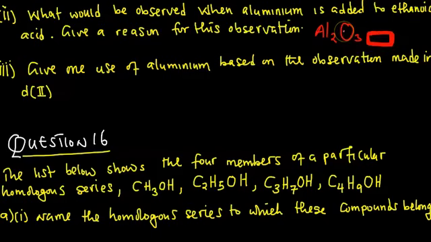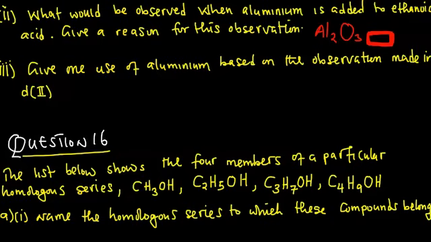Now, what is the application of this? Give one use of aluminium based on that. It is used in making cooking utensils, such as pans. Because of that non-reactivity of aluminium, it is used in making cooking utensils, such as pans and all that. So, that is what you need to know on that one.